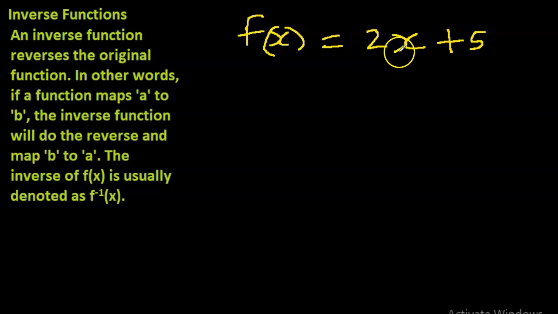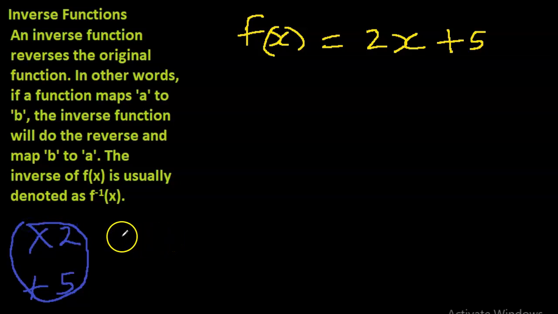Look at the x, focus on the x. What are the operations done on the x? Let me just put them down here. The x was multiplied by 2, and then 5 was added. Alright, so the x was multiplied by 2 and then 5 was added.